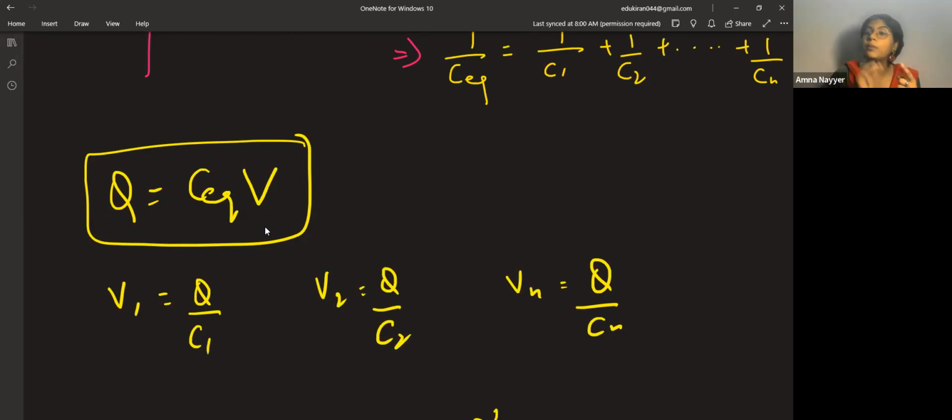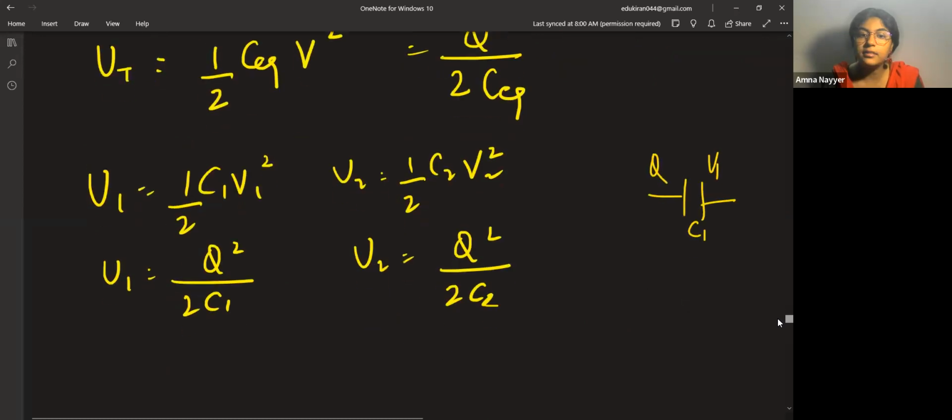But when we're talking about potential, it will become Q by C1 for each. There will be a net potential that is connected in the battery. Using this, you can calculate net voltage. But individual voltages will be different. V1 will be Q by C1, V2 will be Q by C2, like this. All right, so voltages will be different.